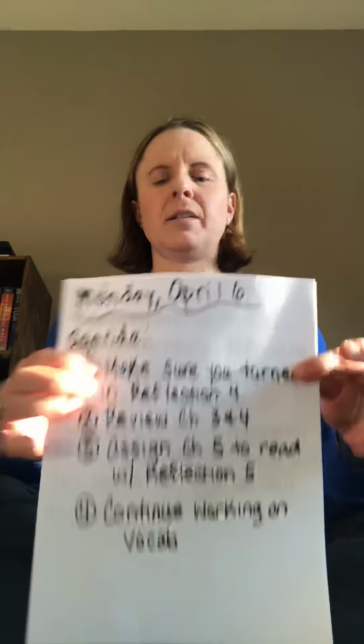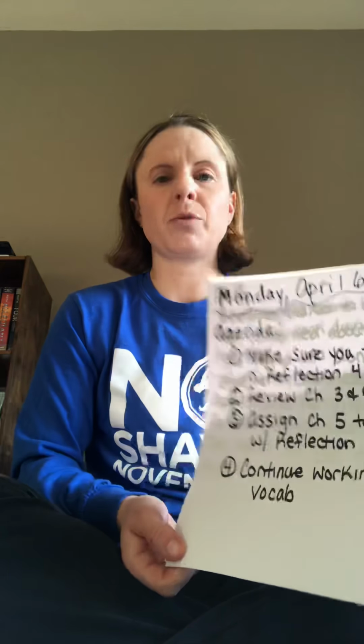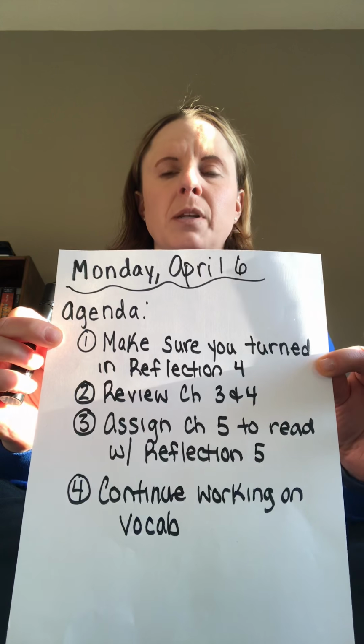So I made a little agenda here, which I will also type up. But it basically says, I want to make sure that you have turned in reflection 4 for Divergent, that we are going to review chapters 3 and 4 today from Divergent. The assignment will be to read chapter 5 and then chapter 5 reflection questions, and then to continue working on your vocab on vocab.com.